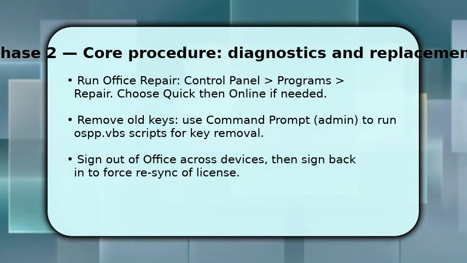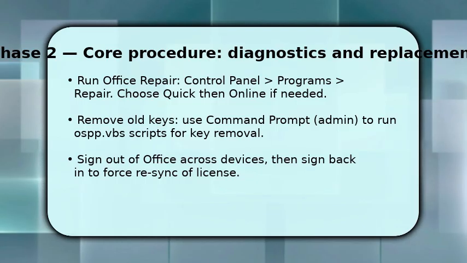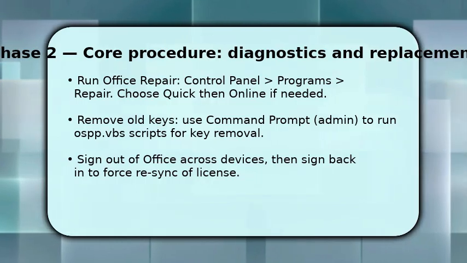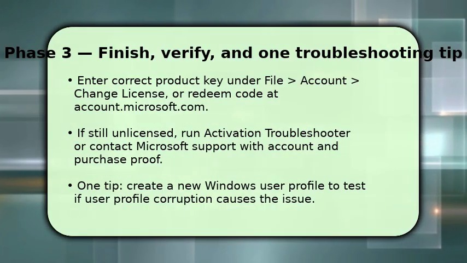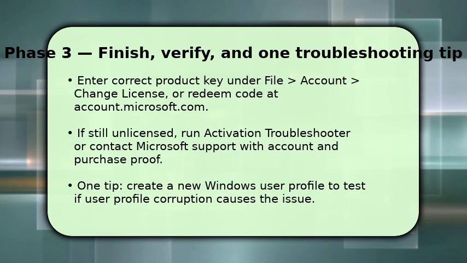To finish, apply the correct product key or link the subscription. Go to File, Account, change license and enter the purchased key or redeem at account.microsoft.com so Word recognizes ownership.